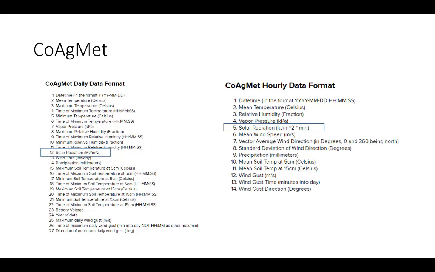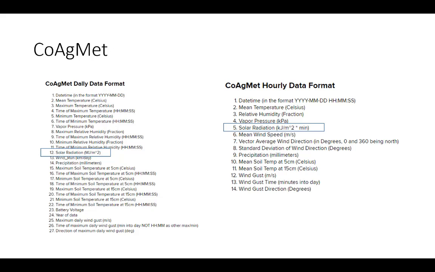So if we look at the CoAgMet data, just for an example, here from Colorado, we see that in the daily data format that might be coming from the weather network, we see solar radiation in megajoules per meter squared per day, right? That's coming down. And if we looked at it on an hourly basis, it's kilojoules per meter squared per minute. Now, often this is kind of an unusual unit. A true SI unit would be joules per meter squared per second, or watts per meter squared. So often we'll convert that from per minute to per second, and convert it to joules.